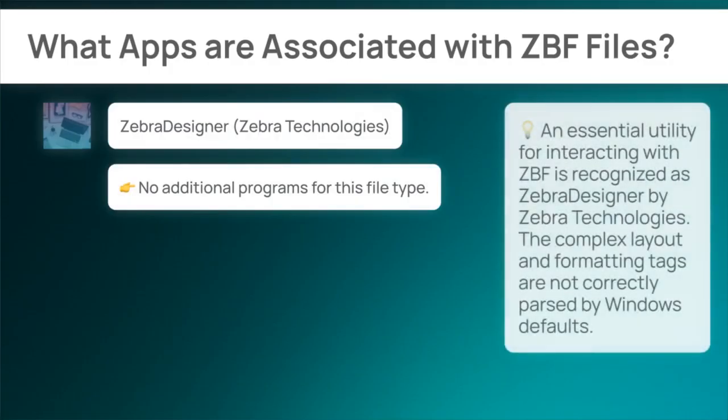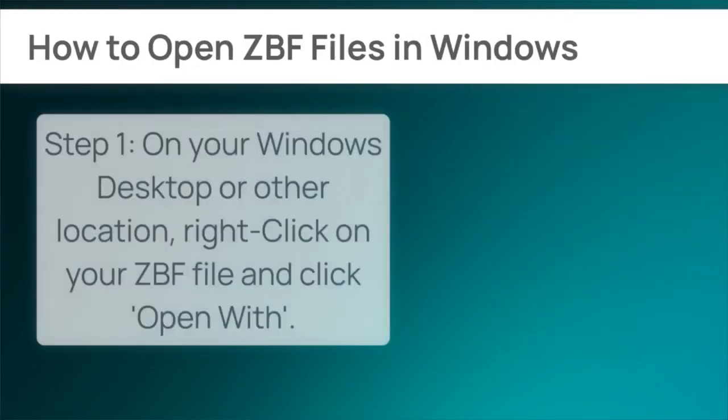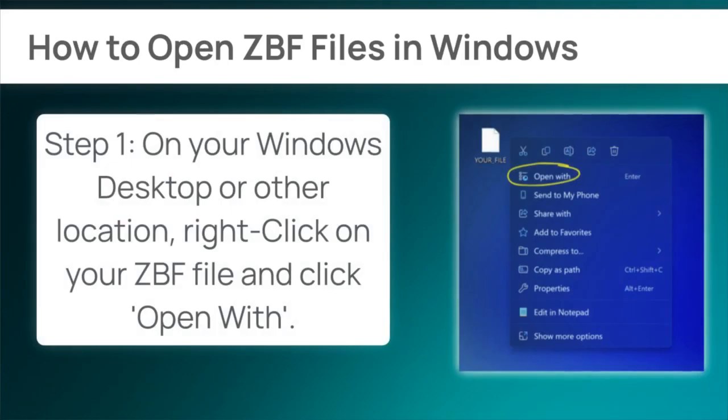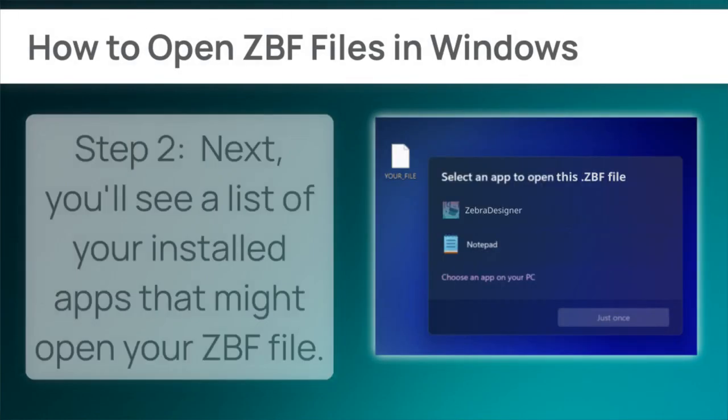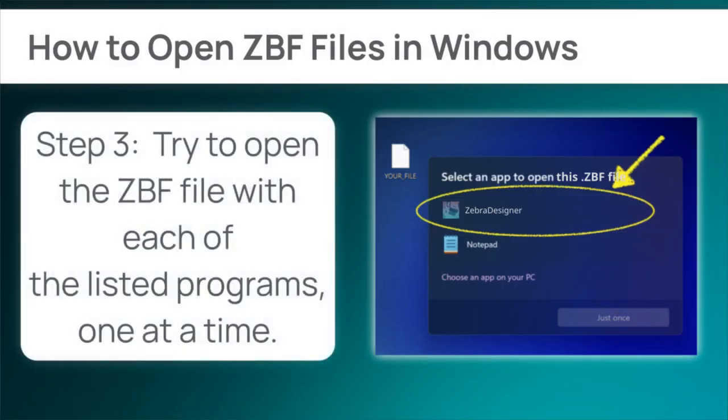Windows only supports view-only mode, necessitating dedicated editing software for changes. Windows previews the file but cannot reveal editable design layers or properties. Your first move is key. Right-click the ZBF file and select Open With. Test with ZebraDesigner if it appears. If it doesn't, select another program. It's often necessary to test multiple applications to solve the issue.